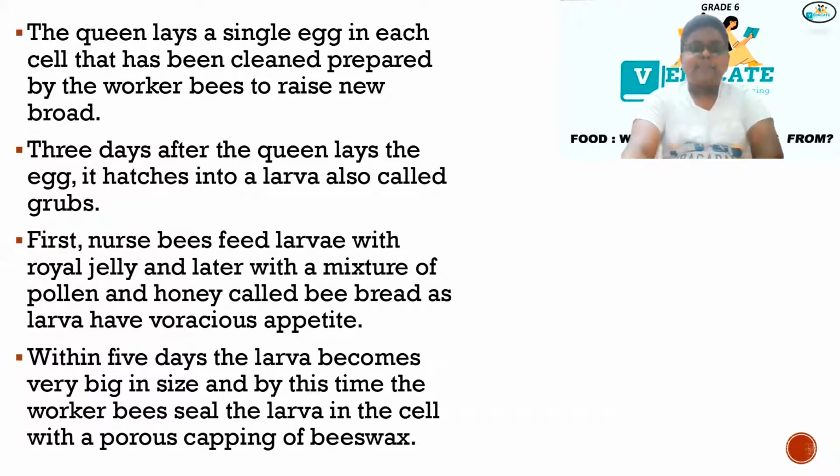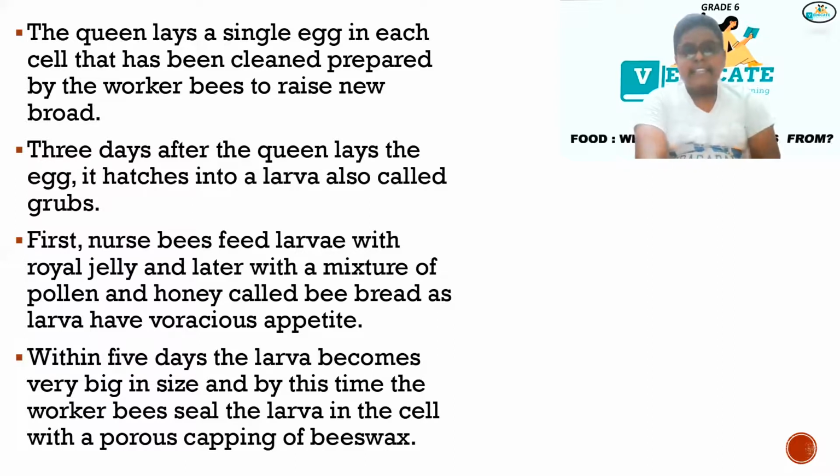First, nurse bees feed larvae with royal jelly and later with a mixture of pollen and honey called bee bread. I will tell you what royal jelly is. The mixture of pollen and honey is called bee bread. So it's a special food.